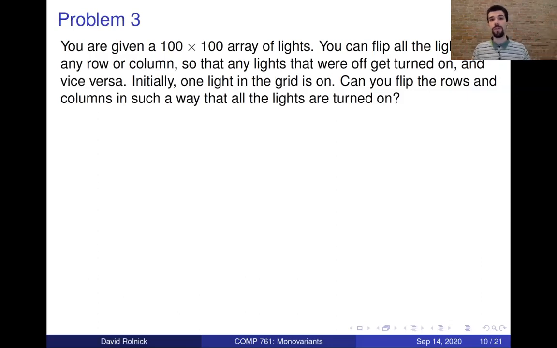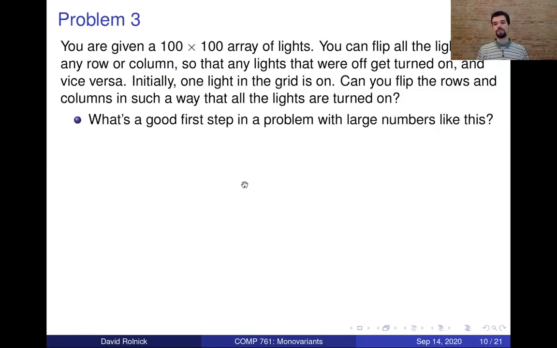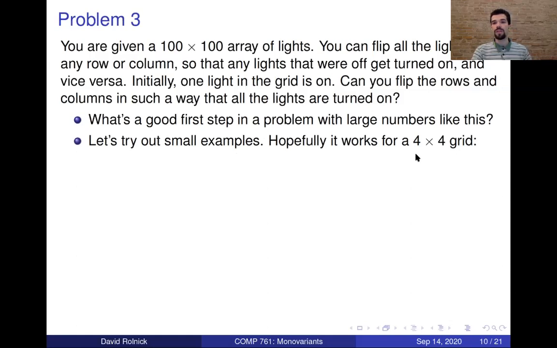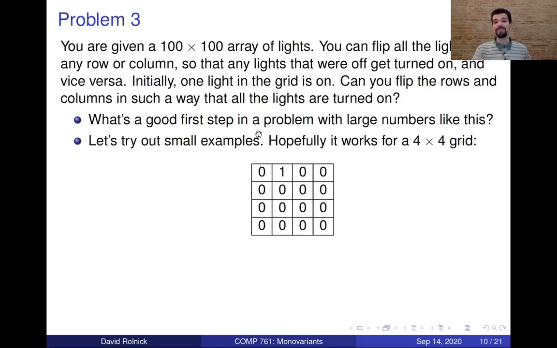What's a good idea to start out with? We have this 100 by 100. Yeah, try a smaller number of rows and columns. Hopefully the same thing is true for a 4x4 grid. Let's see. There, I just put a 1 for the light that's on, just picked a random place for it. Okay, let's try flipping some stuff.